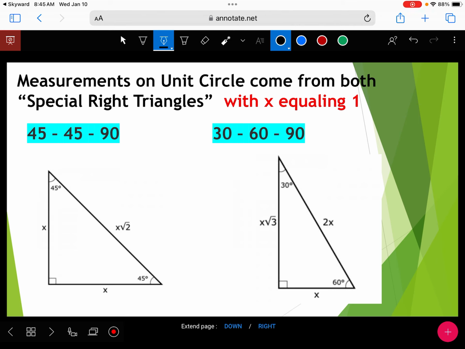Okay, so now let's take our unit circle. If you have different colors, you can maybe use different colors.